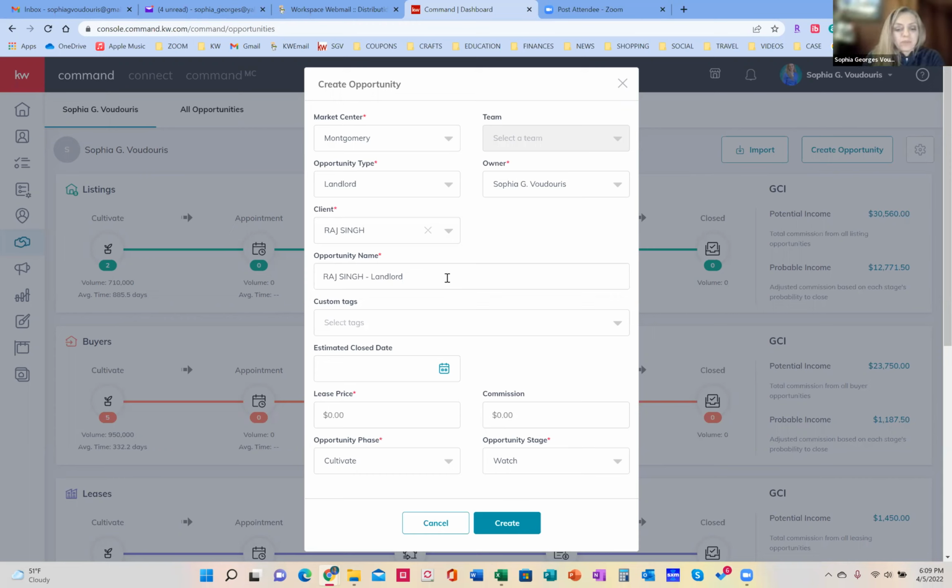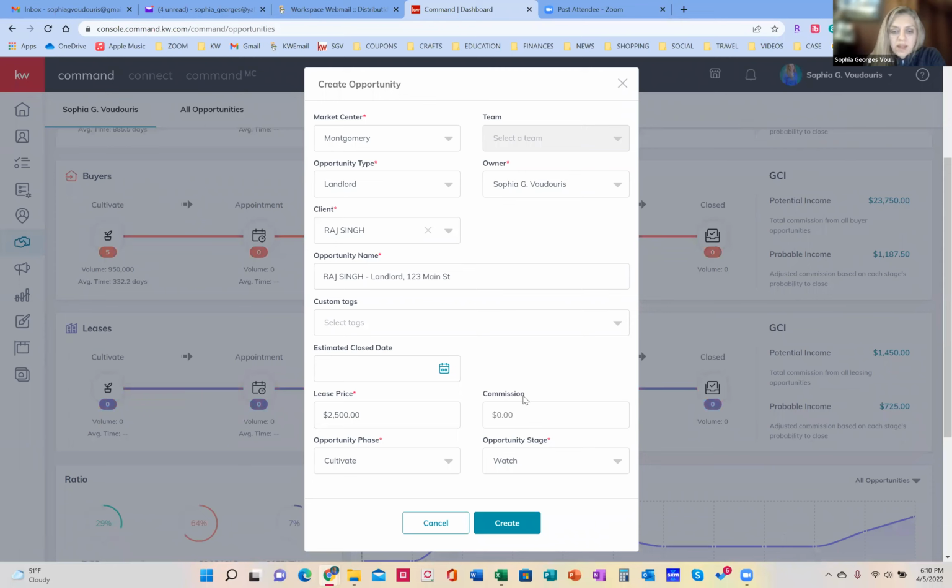And then, put the address. You guys can label it how you like. I leave it like that. And I put 1, 2, 3, whatever the street is, just so I know when I go to the opportunity, I can pick it up right away, which one it is. If you want to tag it, that's fine. The lease price is the rental amount for the month. Let's just say it's $2,500.